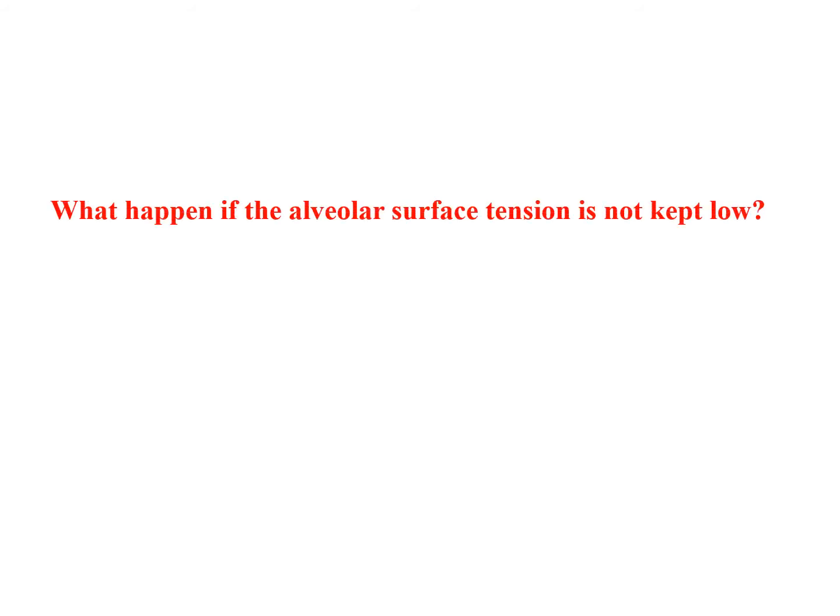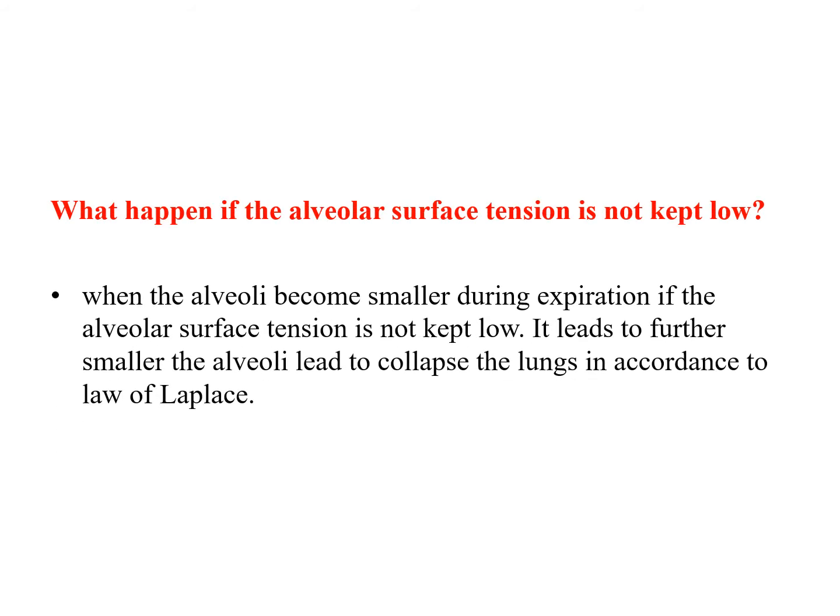What happens if the alveolar surface tension is not kept low? When the alveoli become smaller during expiration, if the alveolar surface tension is not kept low, it leads to the alveoli becoming even smaller and collapsing the lungs in accordance with the law of Laplace. So this slide indicates that during expiration the alveoli become smaller in the normal state itself. Due to the presence of surfactant, the surface tension is kept low.